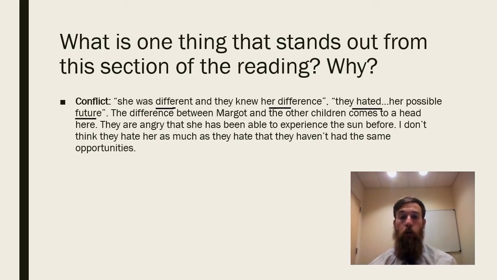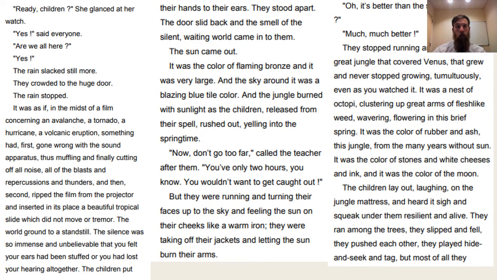So the difference between these other kids and Margot starts becoming more of a thing here, and we see the other children getting angry. I don't think they hate Margot as much as they hate the idea and the opportunities that she has, that she's able to experience these things that they're not. So they're manifesting themselves in anger towards Margot. We see some human emotion going on between them. So that's me focusing in on conflict.